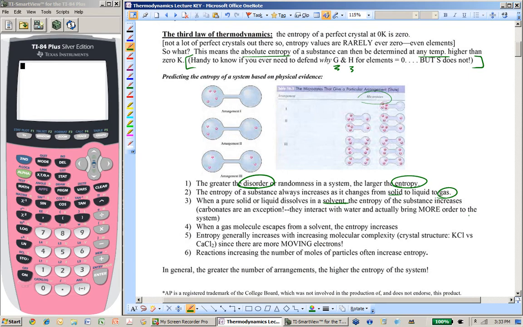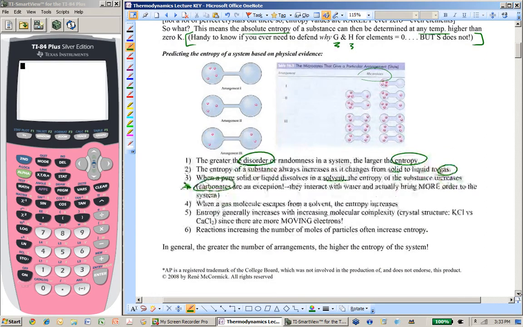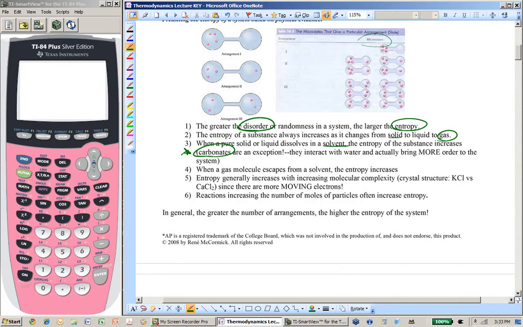But sometimes that rule is violated, and carbonates are one of those sometimes. Carbonates actually interact with the water because the water is very attracted to them. So when the carbonates dissolve, they organize the water fairly well and bring more order to the system, and so the delta S may actually drop, which is counterintuitive. You'd think it would go up. So be on the lookout for those exceptions. Because, you've heard me say before, first year chemistry, we teach you all the generalities. Second year chemistry, we pretty much torture you with the exceptions.